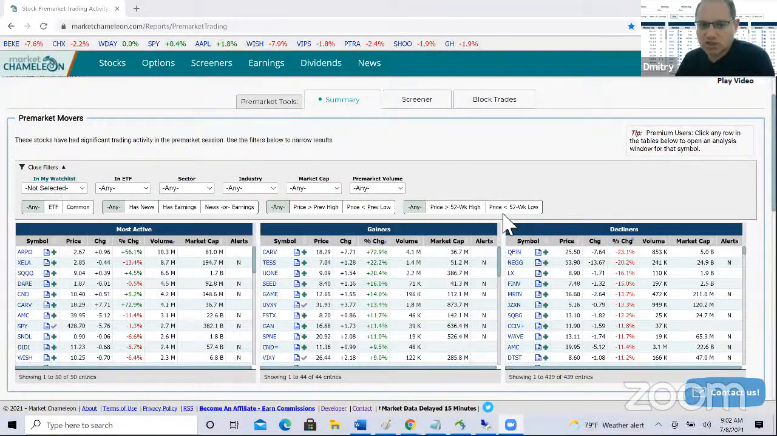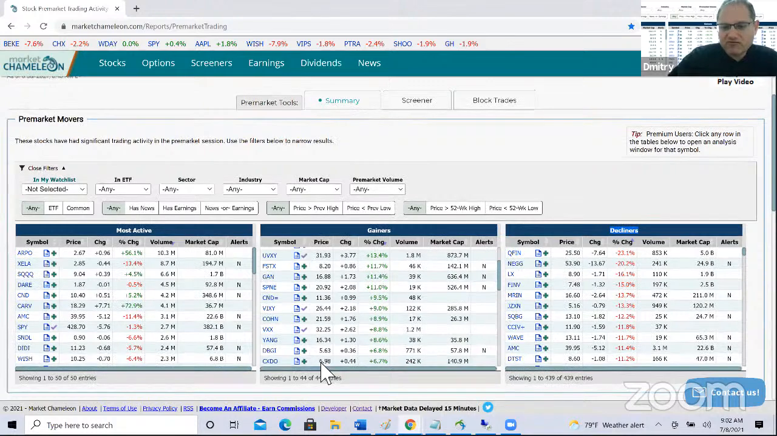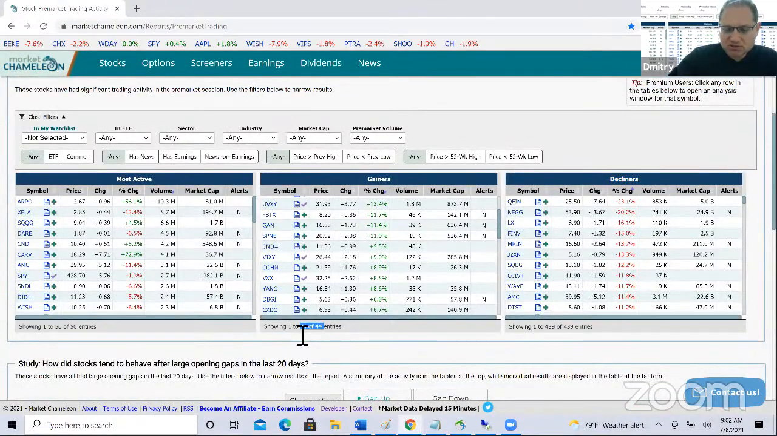So here we're on a pre-market report. These are stocks trading in pre-market hours. We have the most active stocks, biggest percentage gainers, and biggest percentage decliners. Looking down real quick, 44 stocks made the percentage gainers list and 439 made the percentage decliners list. That's pretty significant, because if you see this list every day, usually you don't see that many stocks on the percentage decliners. So from that perspective, it looks like a very bearish bias at the open.